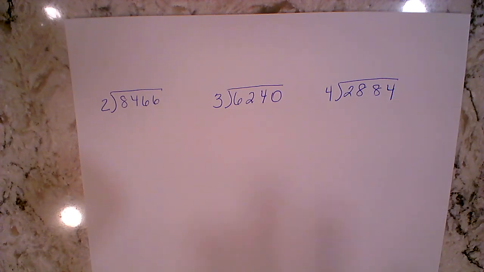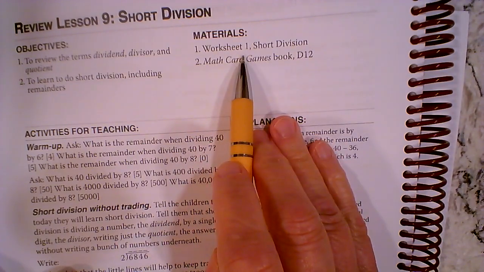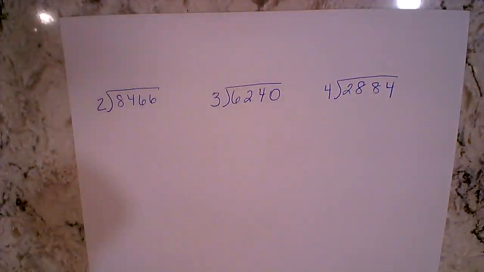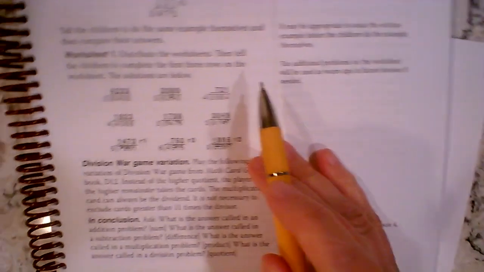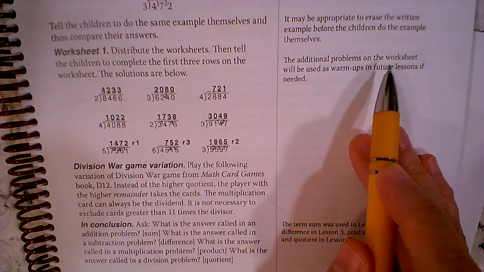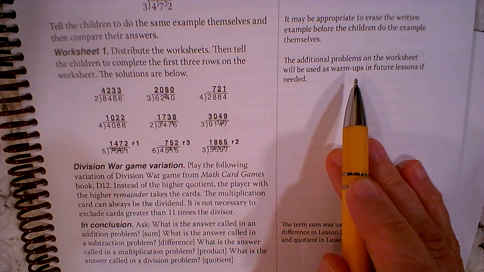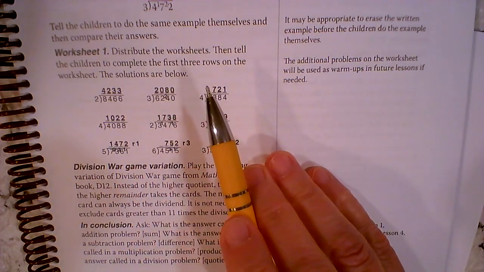Anyway, so first of all, your one question is, how many days are you going to work on this worksheet 1? Obviously, you're working on it in lesson 9. So here we're working on lesson 9, worksheet 1. But when you look over here to the second page, we're supposed to work through the first 3 rows on the worksheet. Those solutions are down. It says the additional problems on the worksheet can be used as warm-ups in future lessons if needed. So if your child is not grasping or they're kind of struggling through this whole process, do the first 3 when you're doing this lesson.